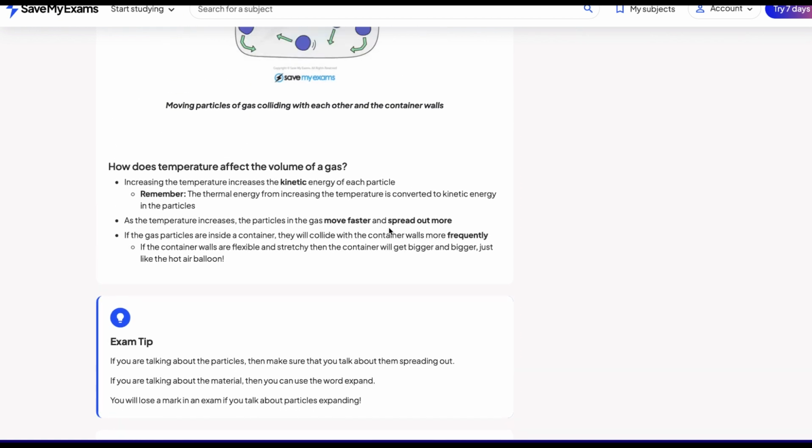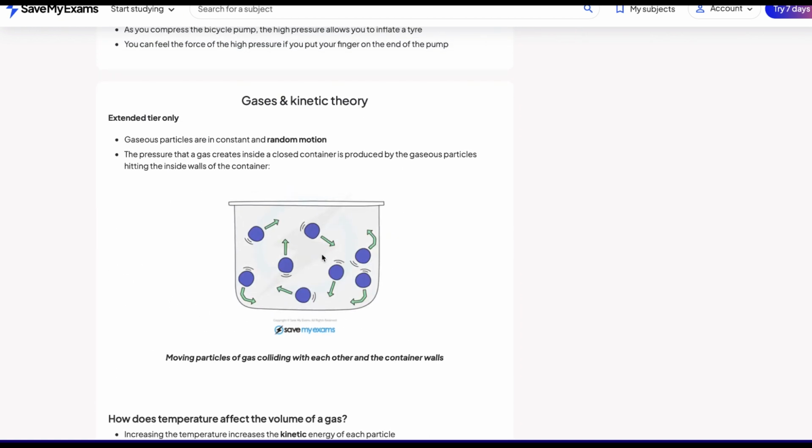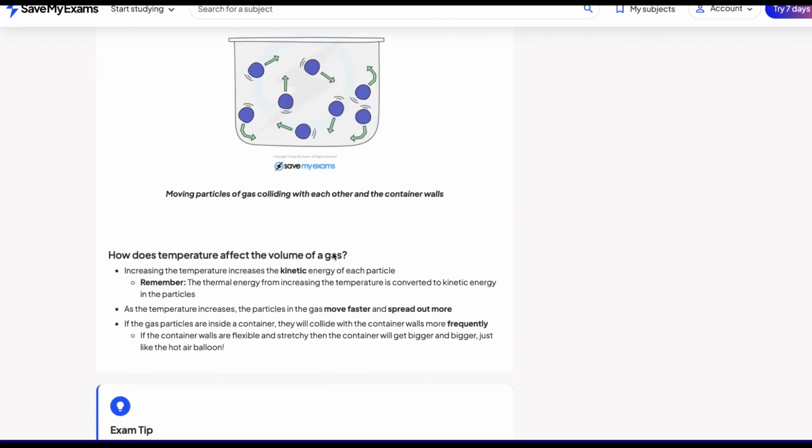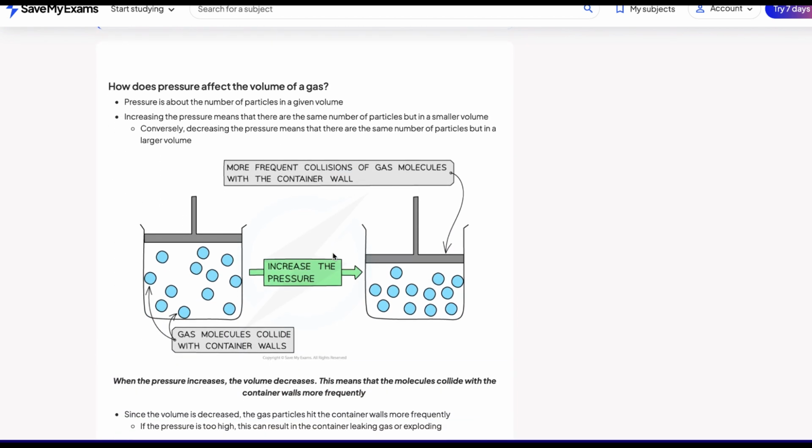So that's how the temperature increases volume. If it's a light material, as the temperature increases, the speed of the particles increases, the particles hit the walls, and so the walls will get bigger and bigger, just like the hot air balloon. Now let's take a look.